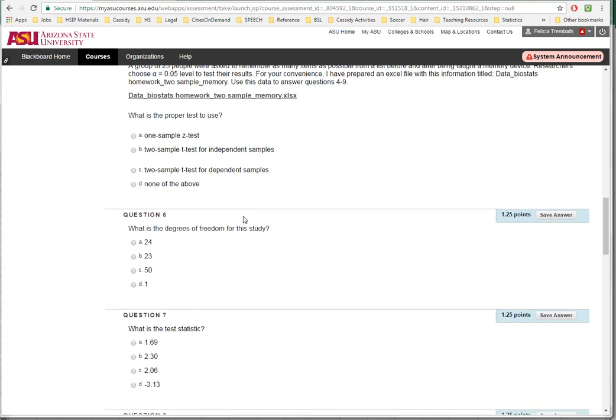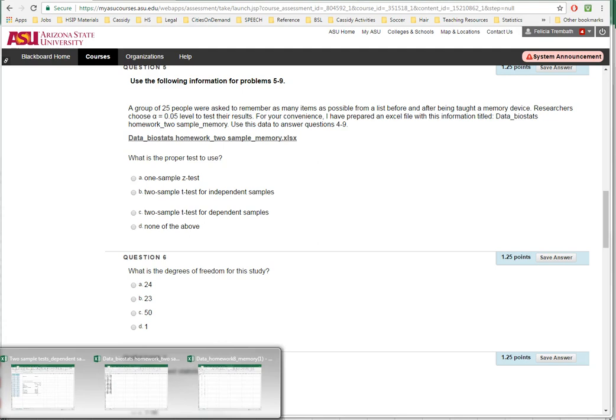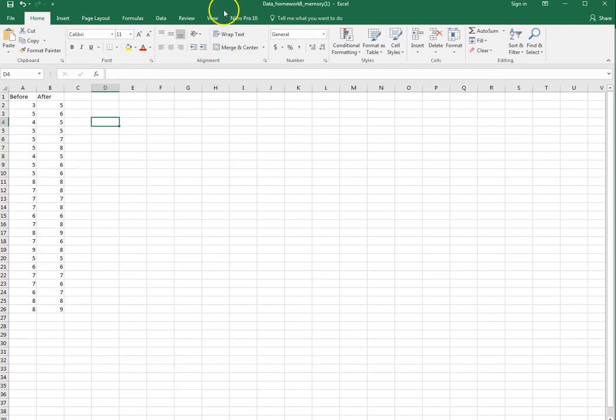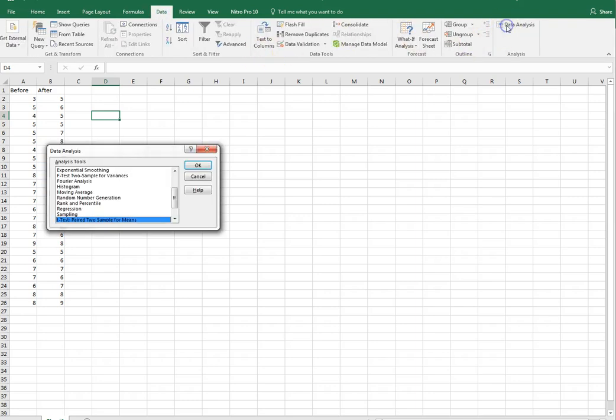The next questions are all going to come from my test results. So let's go ahead and go to Excel and run those test results. I want the 2-sample memory. Okay, so here's the data: before and after being taught a memory device. I can do the analysis tool pack for this. It's going to be the best option because it'll give me all the results I need. So let me go to data analysis. And this is exactly the test I want, t-test for a paired sample.